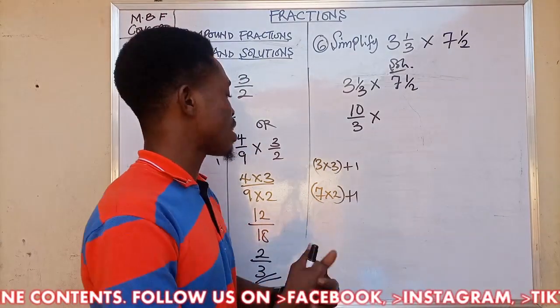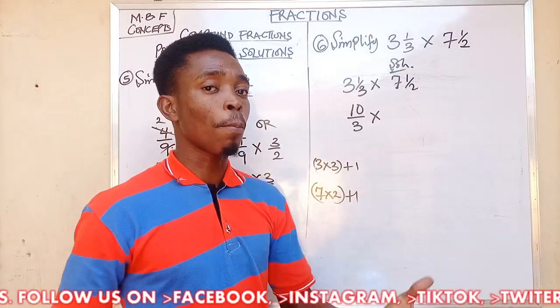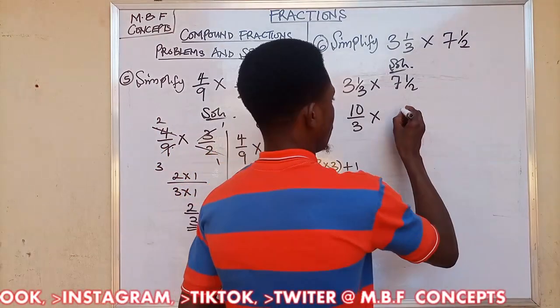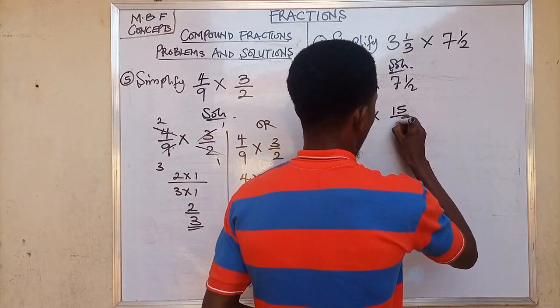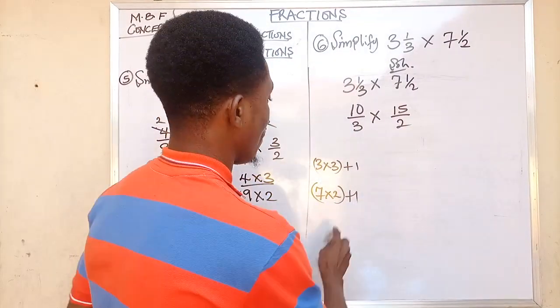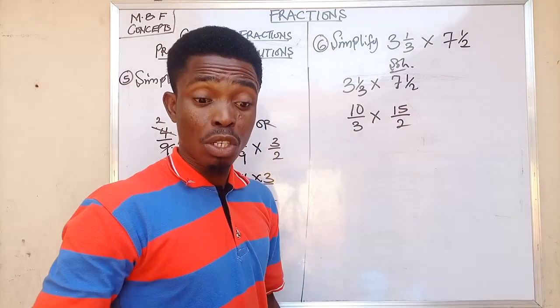So we say 7 times 2, we are going to have 14. Now 14 plus 1, guys, that would have given us 15. Now we have 15 all over 2. So what do we do? Like I said, there are 2 ways of solving a compound fraction with multiplication.